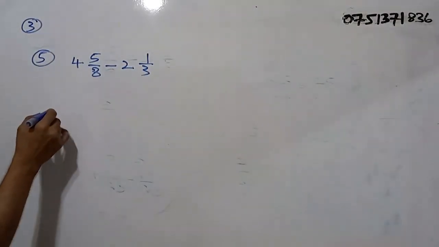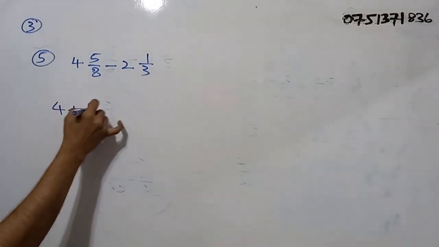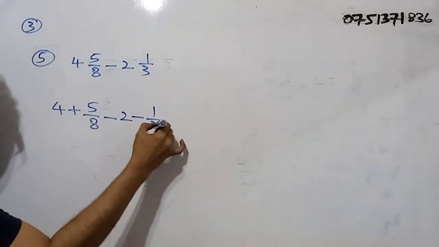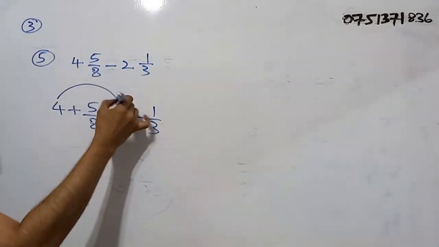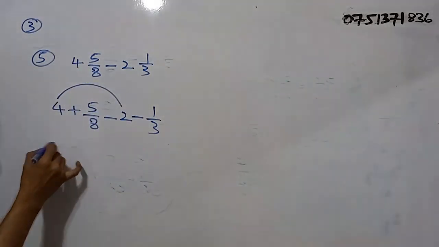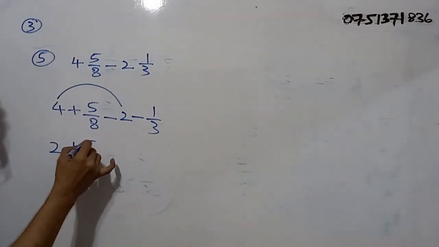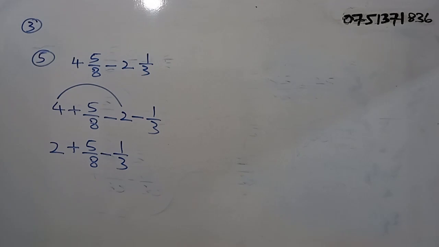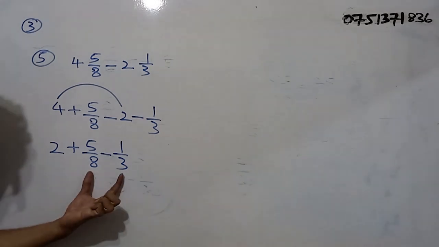Okay, this expression, right? So I'll rewrite this as what? 4 plus 5 by 8 minus 2 minus 1 by 3. Then I will simplify the two number parts, which is 4 minus 2, that means 2, plus 5 by 8 minus 1 by 3.